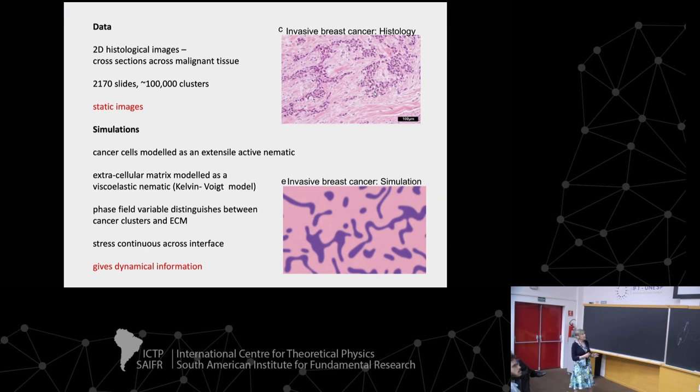So to do the dynamics, we use the continuum model. Back to the continuum model now. The cancer cells are an extensile active nematic. The extracellular matrix is a viscoelastic passive nematic. We have a simulation which mixes the active and the passive nematic, so it's like a two-phase thing. It phase separates into two different phases, cell bits and background bits. And because we're solving these equations of motion, we can see the dynamics.